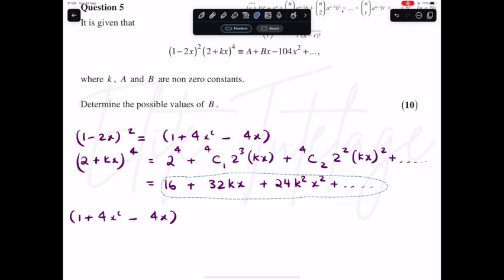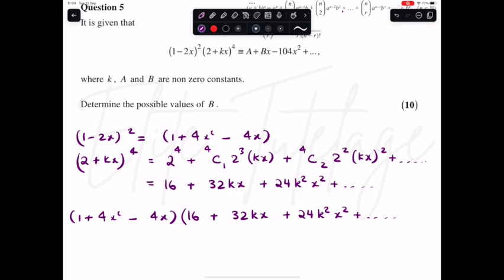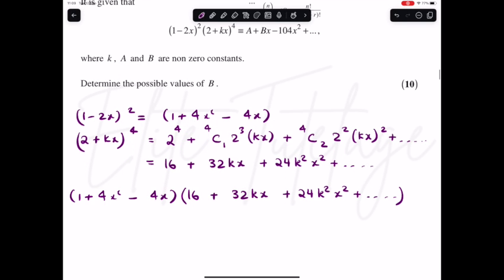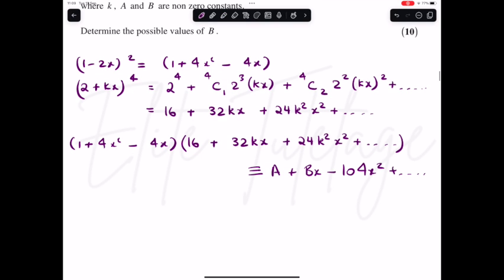And now that's equal to my expression on the right hand side, which is a plus bx minus 104x squared, and so on. Now we need to think carefully over here. Expanding it all the way will not help. Let's expand it carefully. So first I'm going to expand with 1, and that will just give me the second bracket as it is. I only need terms up to x squared.